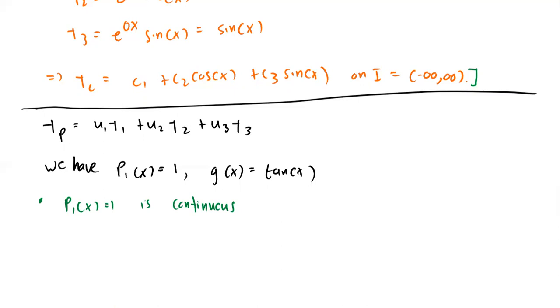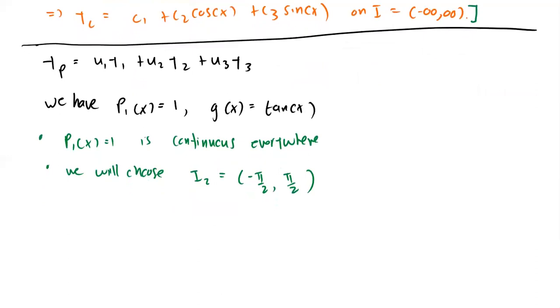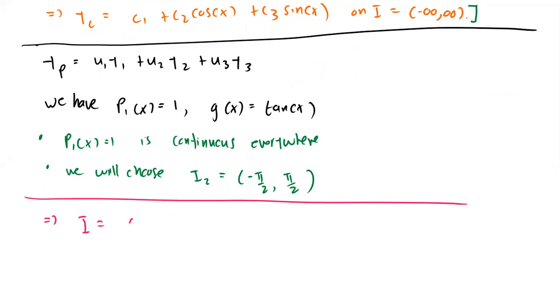But for now, we're going to choose, let's call it I2, I guess, negative pi over 2 to pi over 2. So cosine is 0 at negative pi over 2 and pi over 2, and multiples of that. So we're just going to focus on this interval. So everything is continuous now on this interval. So we use I equal to negative pi over 2 to pi over 2.